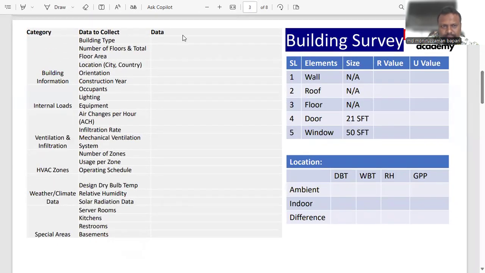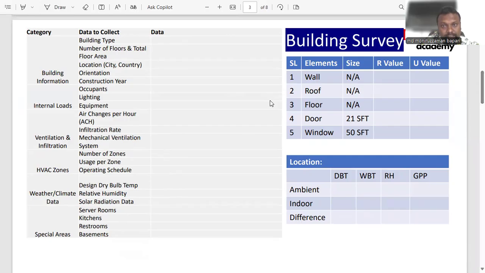So this is a sample data sheet. We need to fill it out for each and every room if possible. If not, at least for the whole project, we are going to get one building survey data sheet. It's very easy. You're going to fill out all this information that has been presented here.